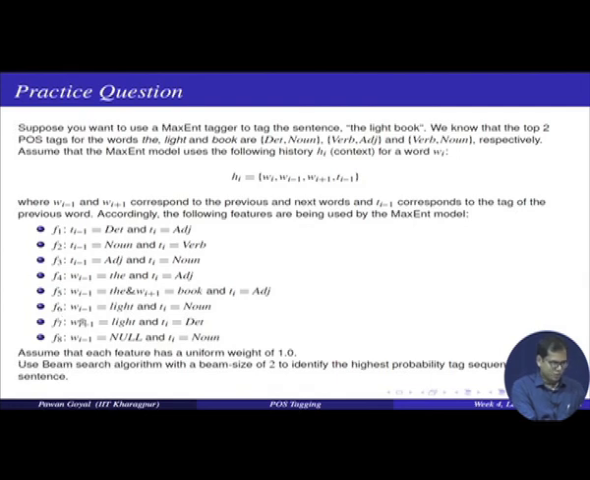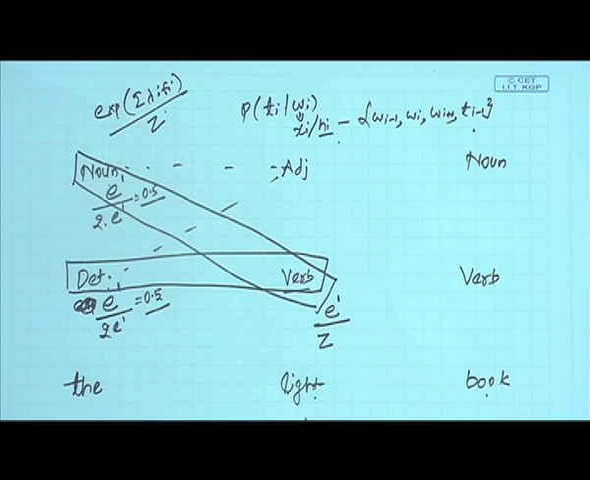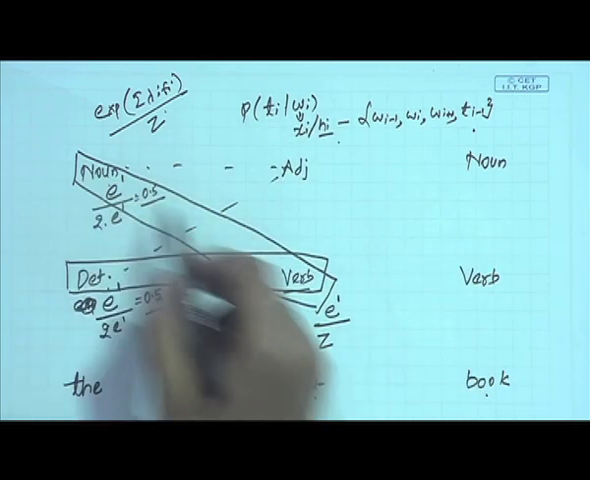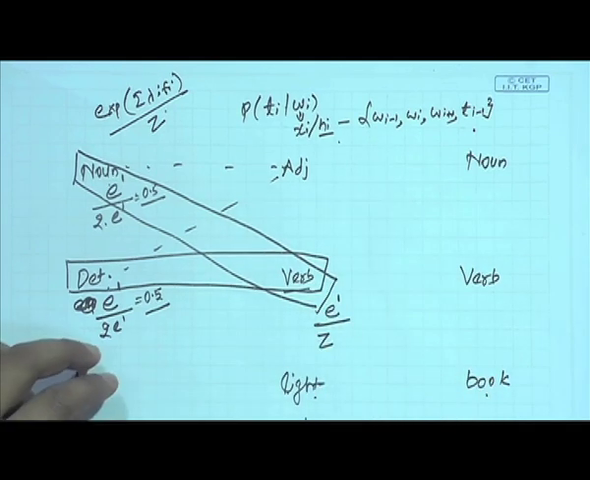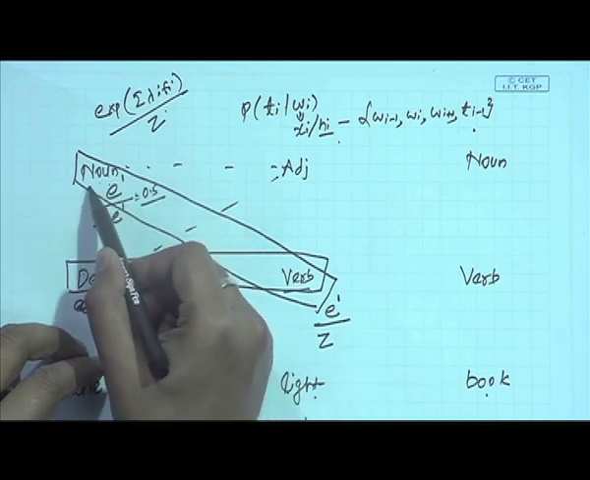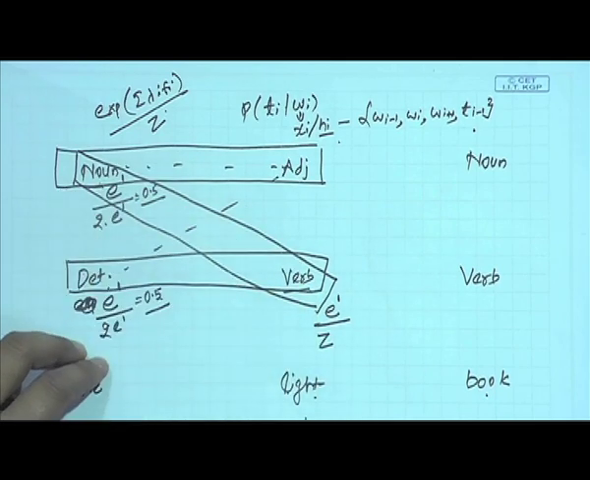Previous word is light, no. Next word is light, no. Previous word is null, no. So only f2 is 1. So for this sequence, it will be e to the power 1 divided by the normalization z. Now what will this normalization depend on? This will depend on everywhere this context is taken, so I have to compute the probability for this one also to find out this z.